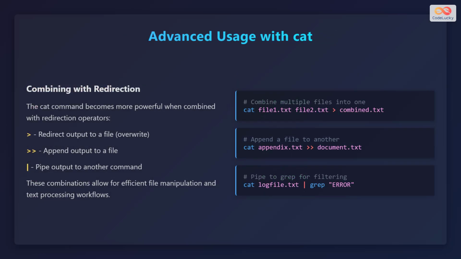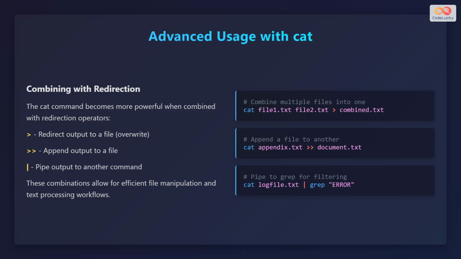The cat command becomes more powerful when combined with redirection operators. The single greater than operator redirects output to a file and overwrites any previous content. The double greater than operator appends output to a file. The pipe operator pipes output to another command. These combinations allow for efficient file manipulation and text processing workflows.